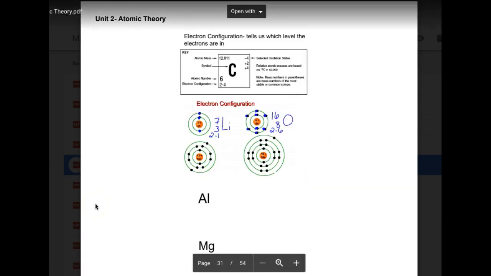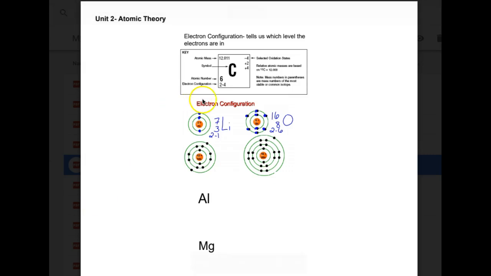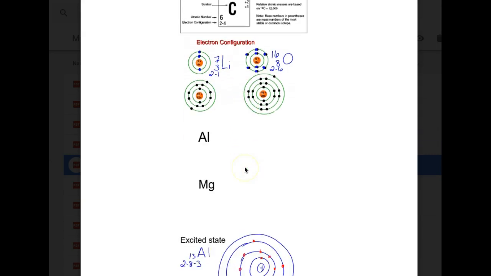All right, so electron configuration, I just wanted to show you and remind you that the Regents is like the quick version, for carbon 2,4 for those 6 electrons. So just to remind you, there's the Bohr model, there's the isotopic notation, and there is the electron configuration here.